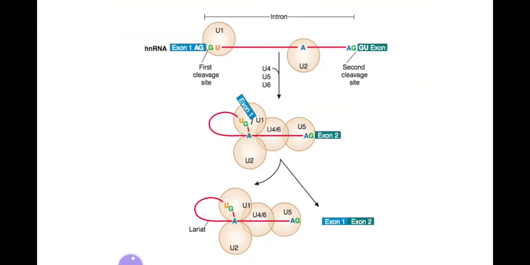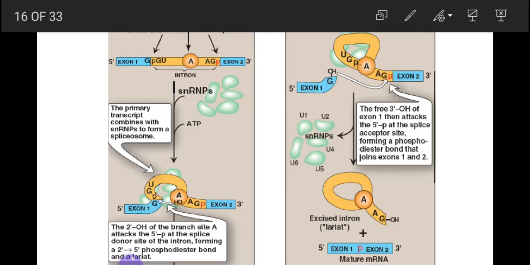I'm talking about this 2' OH of the branch site. This one attacks this 5' phosphate at the splice donor site, again in the intron, forming the 2' to 5' phosphodiester bond.